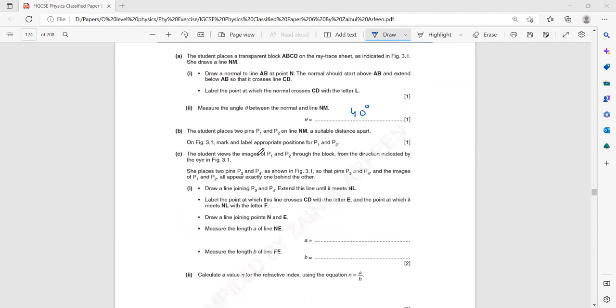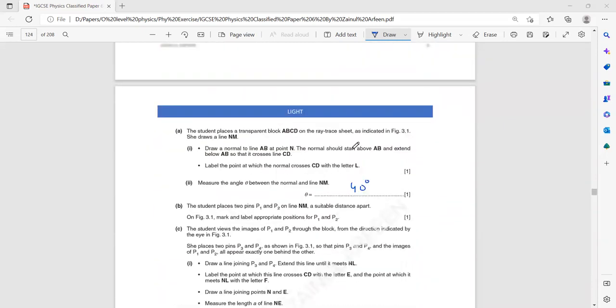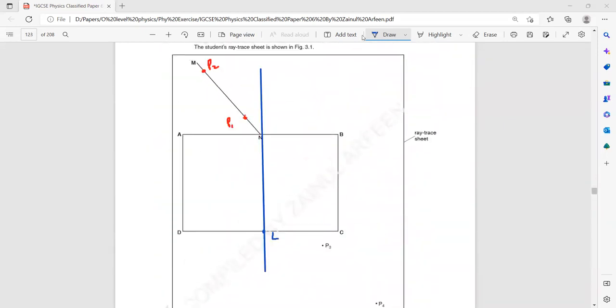Then the student views the image of P1 and P2 through the block from the direction indicated. She places two pins P3 and P4 so that P3, P4 and the image of P1 appear exactly behind one another. What you have to do is draw a line joining P3 and P4 and extend it until it meets N and L. So we have P3 and P4, we draw a line from P3 and P4, and we extend this line until it meets N and L.